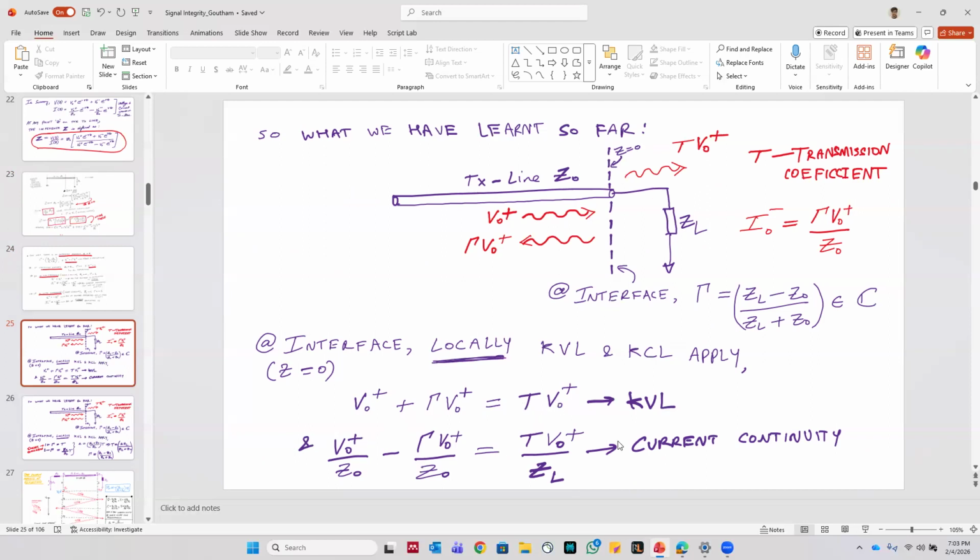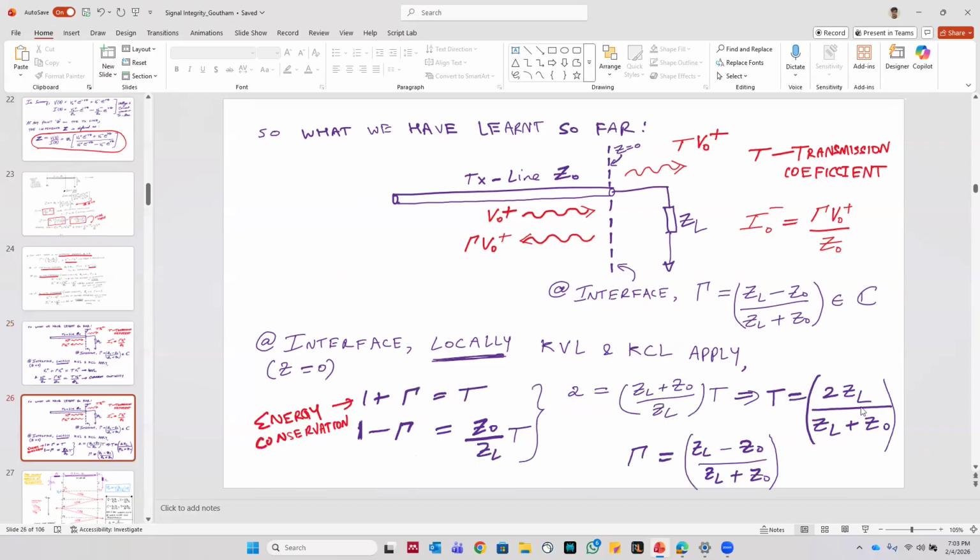And similarly, you can do current continuity also. And then if you rearrange, you can get an expression for transmission coefficient as this, okay? And also you find a relation between T and gamma. So 1 plus gamma is T, which is essentially energy conservation, okay? So what this is telling you is that, the incident wave must be equal to the reflected wave plus the transmitted wave, right? Which means that, the power has to be distributed, right? So it's an energy conservation.